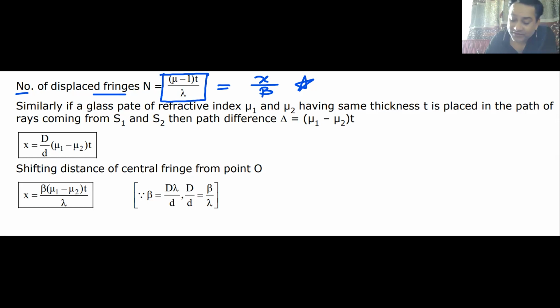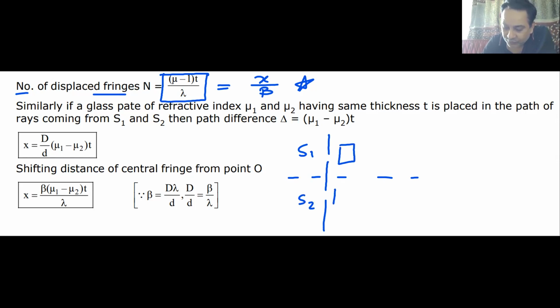Now, if I take a very special case, and what is this very special case? Remember, this is my slit S1. This is my slit S2. I put one slab here and I put one slab here. Both have the thickness T. This one has a refractive index mu1. This one has a refractive index mu2. So now I put slabs in front of both the slits. In front of the upper slit, I put mu1 and T. In front of the lower slit, I put mu2 and T.